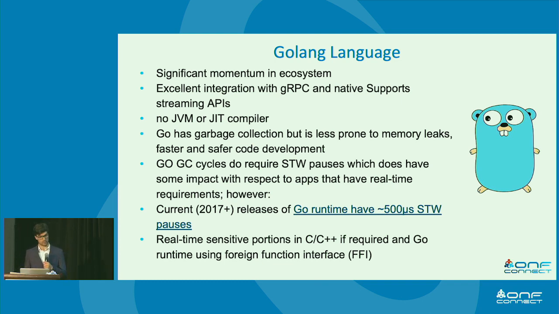It does not have a Java Virtual Machine, and it does have garbage collection, and garbage collection is something that everybody who worked in production with Java is well known for having to tweak. And so the garbage collection in Go is less prone to memory leaks, is faster and safer for code development. Sometimes it does happen that Go code has the need for stop the world pauses, but they do not have an impact on real time requirements because there are only around 500 microseconds stop the world pauses, so they do not really affect the real-time sensitive elements. And if you really need to avoid these stop the world pauses in some pieces of the code, you could use the foreign function interface from Go to write your code in C or C++ to handle those specific, definitely time-sensitive elements that you don't want to handle with Go.